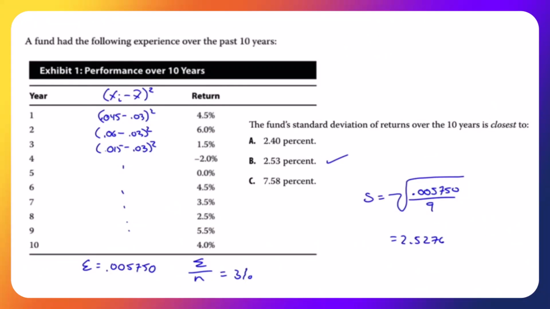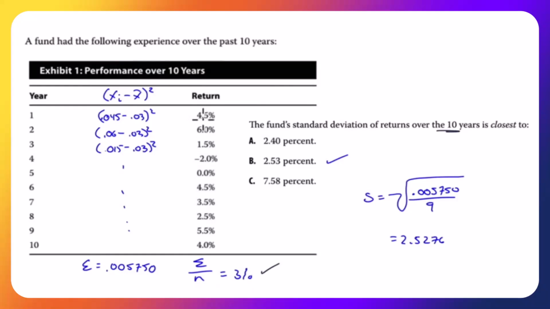Okay, this is a really tedious question. I doubt you would be given anything like this on an exam, only because it just takes so long to calculate, because you have all the individual calculations that you have to do. The fund's standard deviation of returns over the 10 years is closest to. The first thing we're going to need is the average, the mean return. So you add all of these up, divide by n, you get 3%.